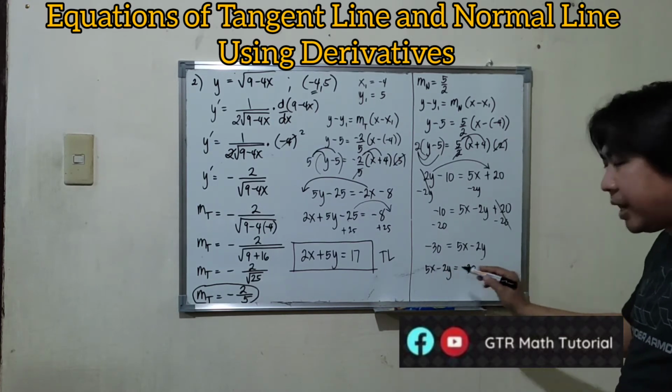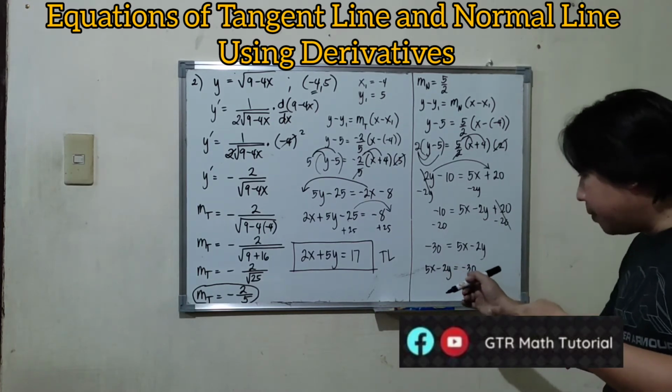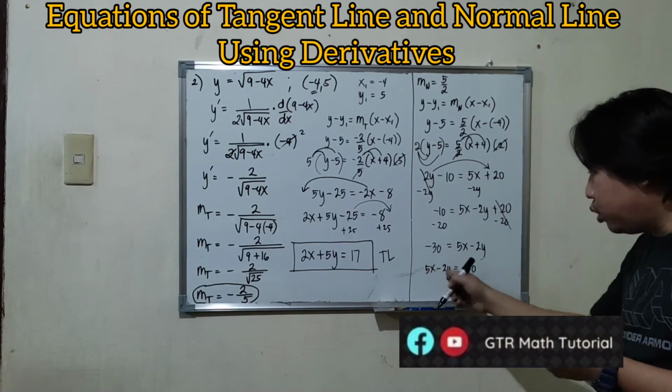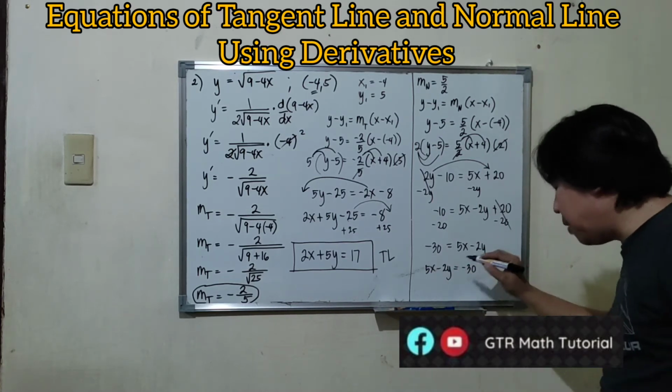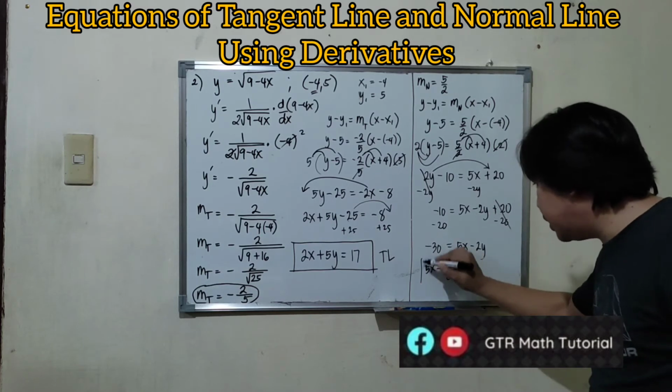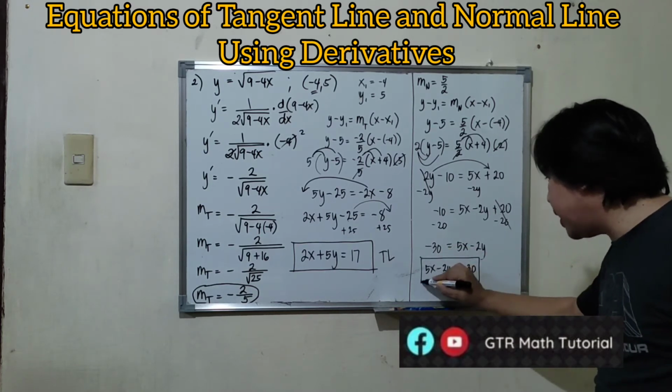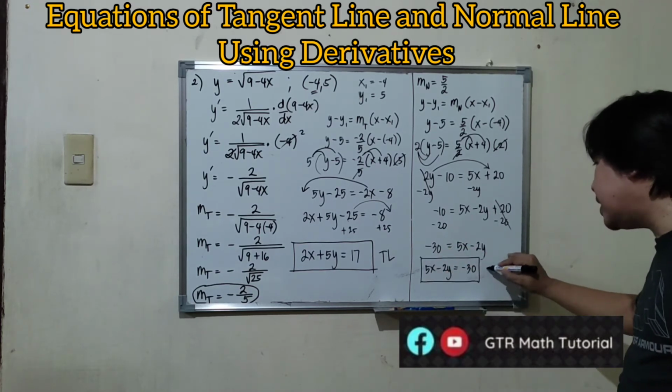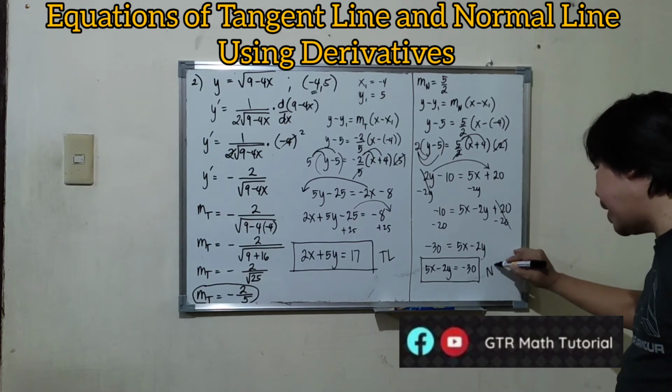We can simplify by dividing pag meron pa siyang number na pwedeng i-divide. Since 5, 2, and 30, wala nang number na common sa kanila. So this is now the final answer. 5x minus 2y equals negative 30. This is the equation of the normal line.